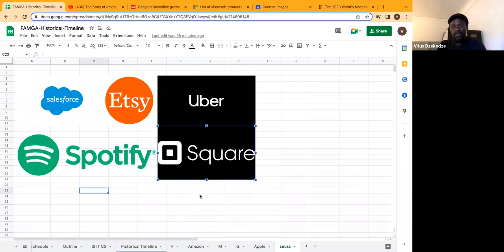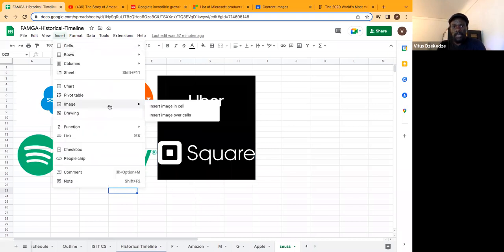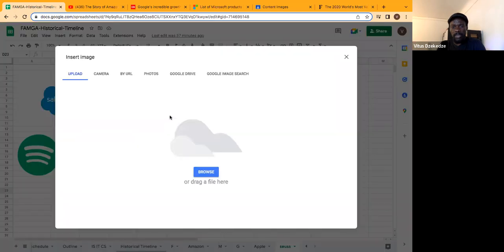Square, if you look at credit cards, every payment that's going on right now, you would see Square in there. So let me go ahead and add an example of one.